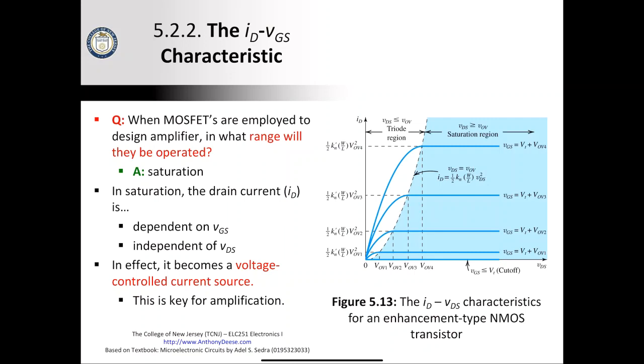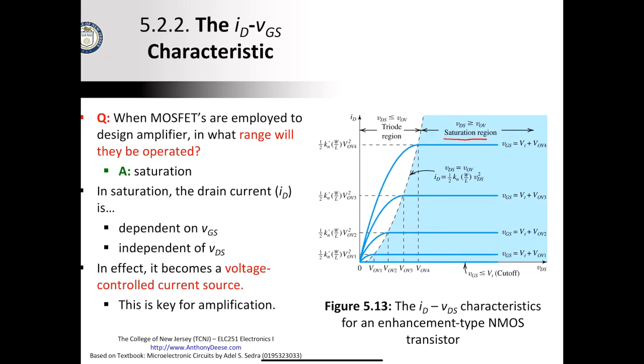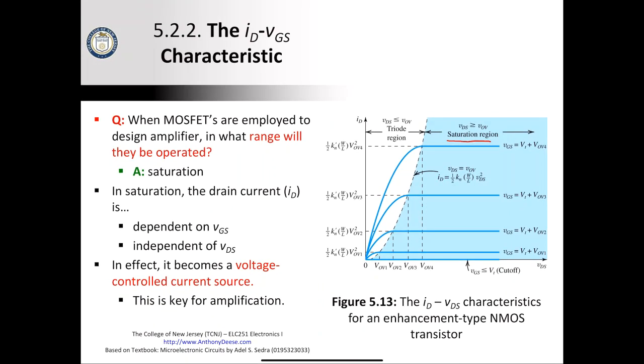Okay, so when MOSFETs are employed to design an amplifier, and this is essentially what we're working toward at the end here, is using a MOSFET to design an amplifier, in what range will they be operated? And the answer to that is the saturation region. So in the saturation region, the drain current is dependent on VGS because you can see it does change. ID changes as you go up from one line to the next, and that's changes in VGS. But it's independent of VDS, and that's reflected by the fact that the slope is flat. It is not proportional to our VDS.